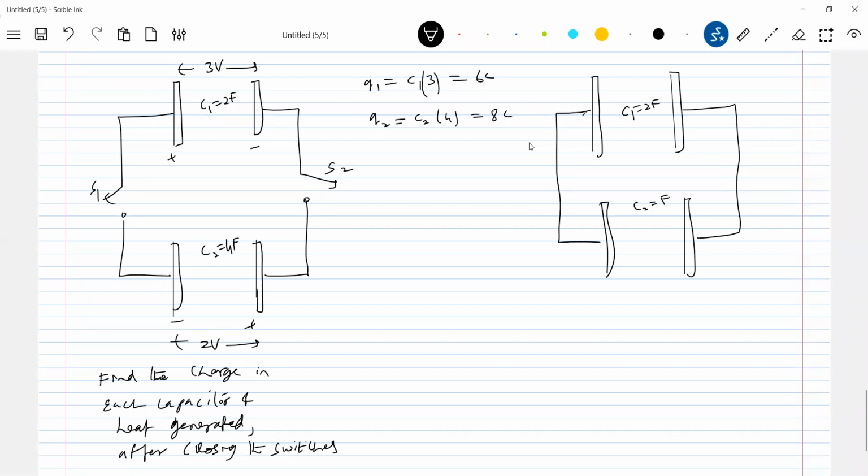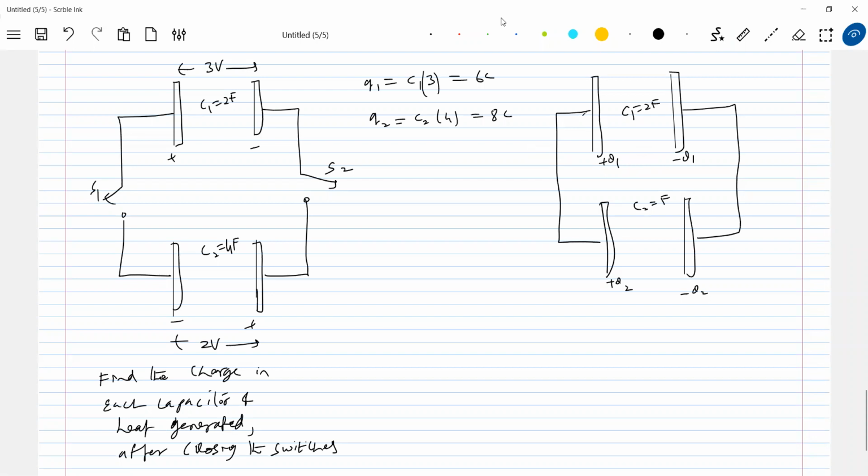I'm not sure about anything, so I'll just blindly proceed. I'll assume this will be plus Q1 and this minus Q1. Afterwards, I'll change the polarity if I get a negative. If I get positive, then what I assumed is right. I'll assume this plate to be positive and this plate to be negative, and solve the problem. If I get Q1 negative, I'll change polarity.